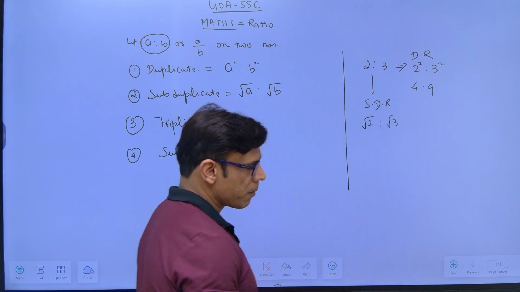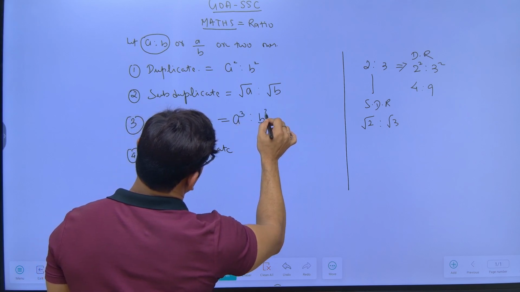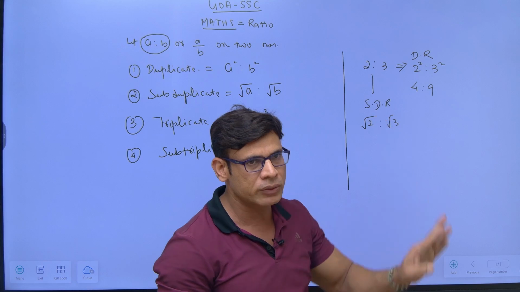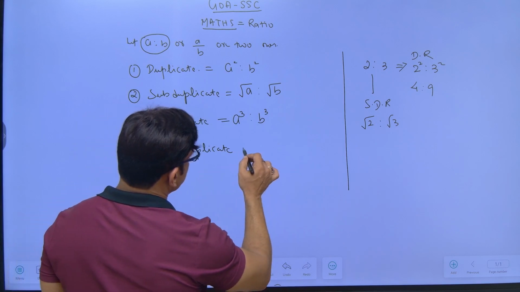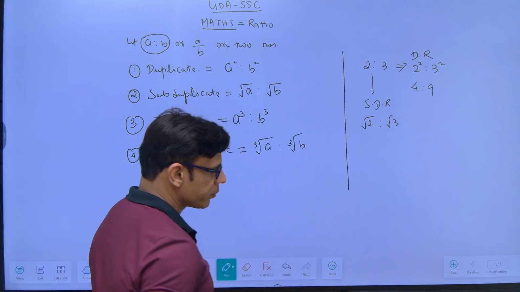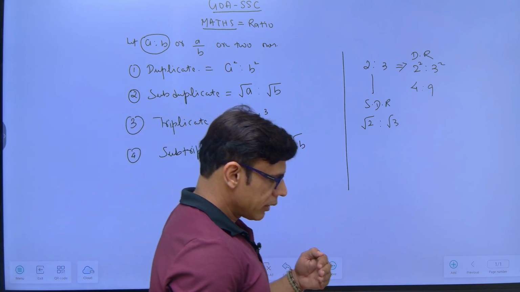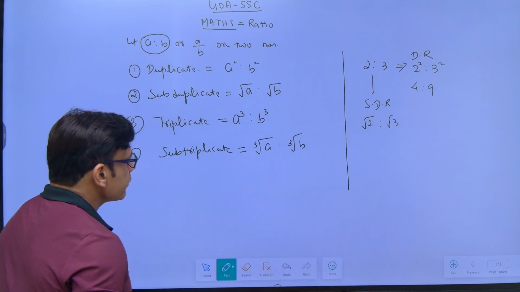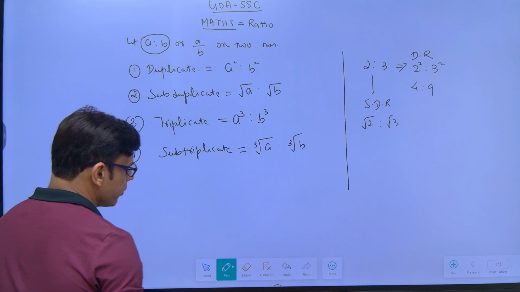Same way, triplicate ratio, if we have to find out, you take A cube is to B cube. That means for the same numbers, if I have to find out triplicate ratio, I will take 2 cube is to 3 cube. Now 2 cube is 8 and 3 cube is 27. And subtriplicate ratio is nothing but cube root of A is to cube root of B. That is called subtriplicate ratio. So duplicate, subduplicate, triplicate, subtriplicate. There might be one question on this because this is the very basics of ratios. I hope this is clear to all of you. You can make a note of it. And let's move on to the next part.